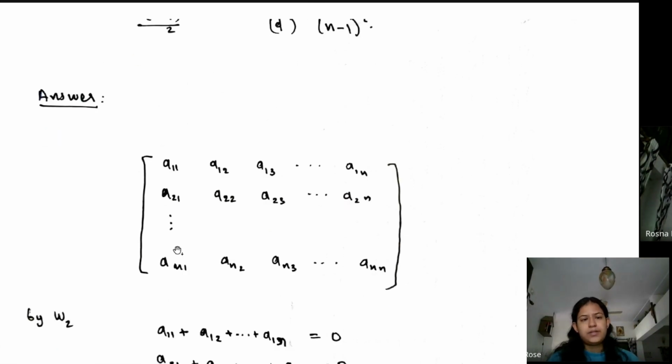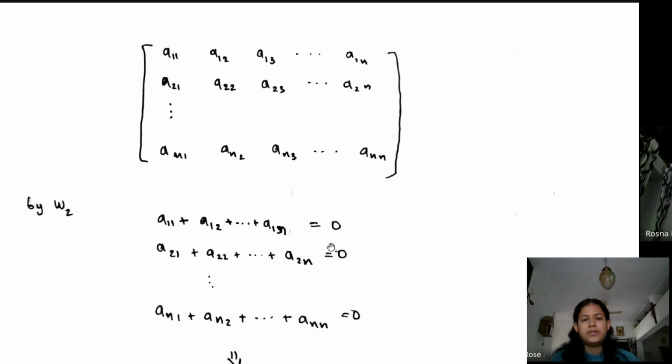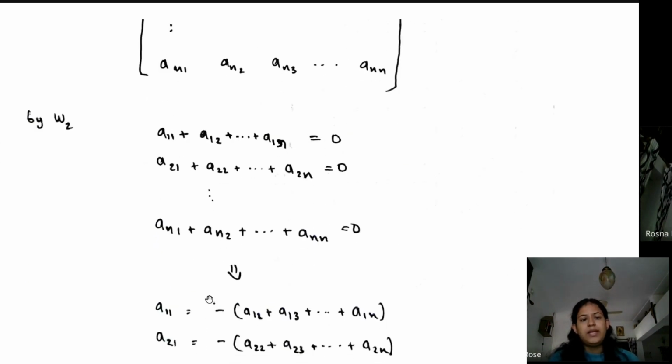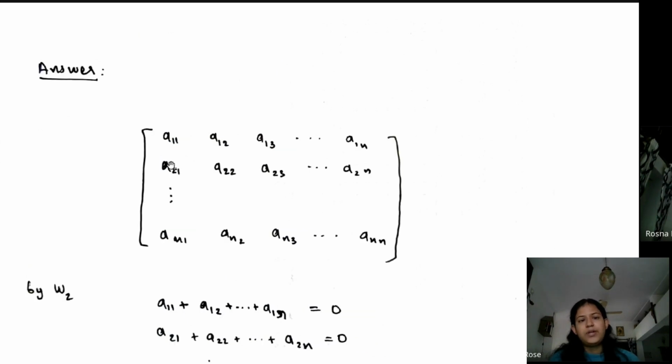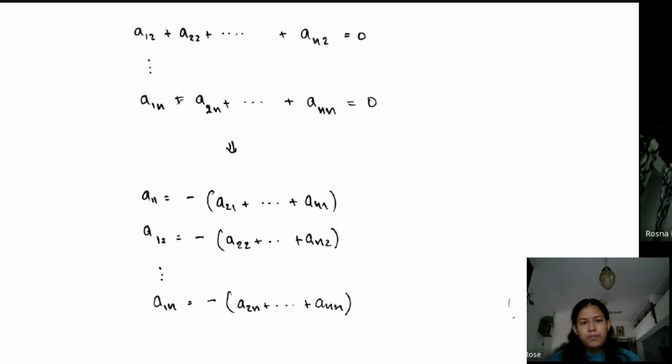So what we have is a matrix which has a lot of entries, and we have an n by n matrix. And we know that in one subspace, the row sum equals 0. So the sum of the elements in the row, like A11 plus A12 and so on, equals 0. And for each row this is 0, which means that A11 can be written as a linear combination of the rest of the elements, and A12 can be written as a linear combination of the remaining elements, and so on. A1n can be written as a linear combination of the remaining elements. So that is the one part.